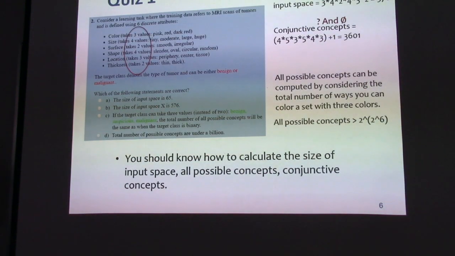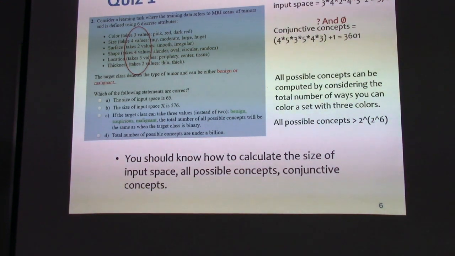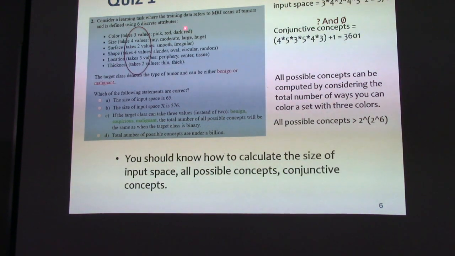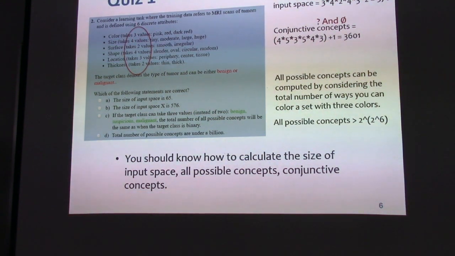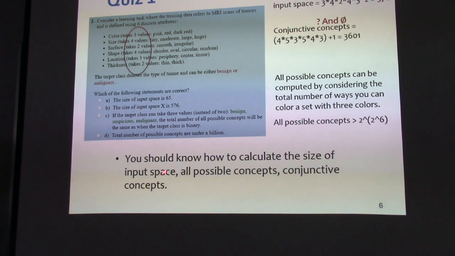And the second question is about how to calculate the size of the input space, all possible concepts and conjunctive concepts. Okay, let's talk about them one by one. In this question, there are 6 distinct attributes, and each attribute has a different number of values, and we need to use those values to calculate the size of those different items.